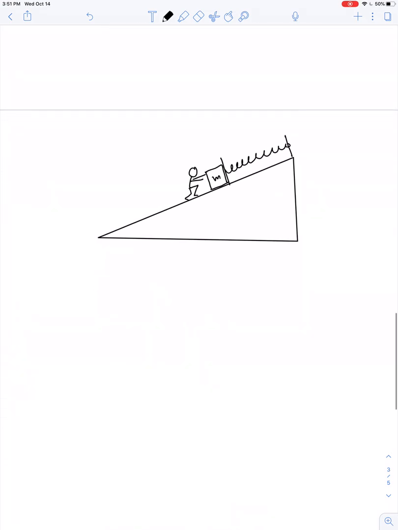What if somebody were to push a block up an incline against a spring? Then you could have the case where the block is pushed with constant velocity. Now we have a case where there's a change in two forms of energy, right? There's both the change in gravitational potential energy and a change in the elastic potential energy.